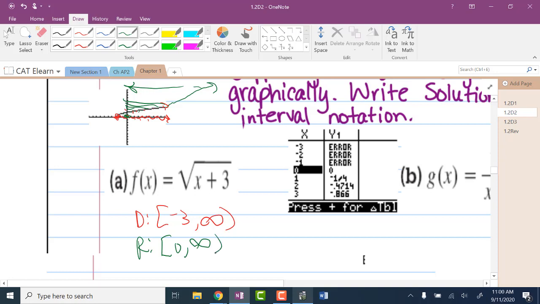Or think of it this way. I plug in 1,000,000 for x, and you get the square root of 1,000,000 plus 3, which is still a big number. I plug in 1,000,000,000, square root of 1,000,000,000 plus 3 is an even bigger number. The outputs keep rising, and that means that is what we got there.